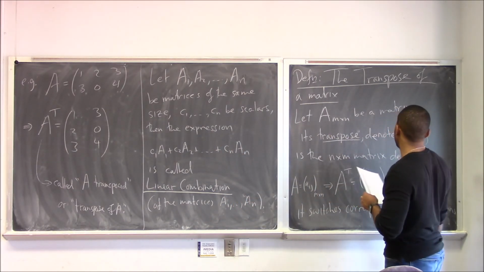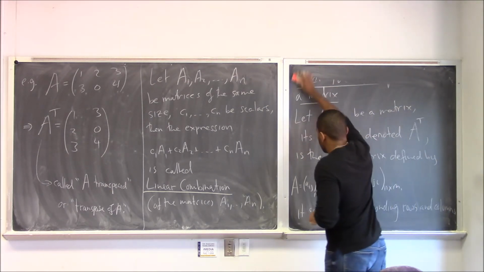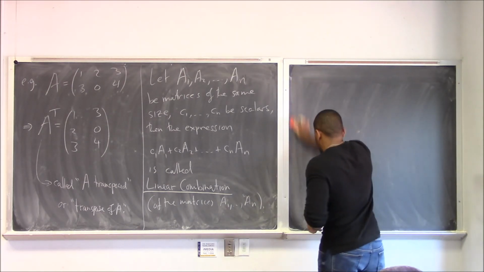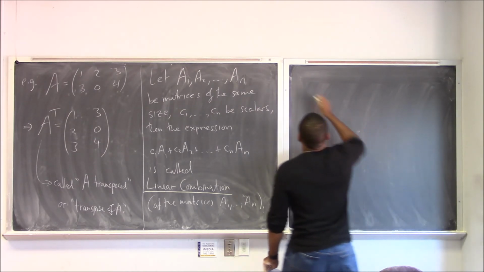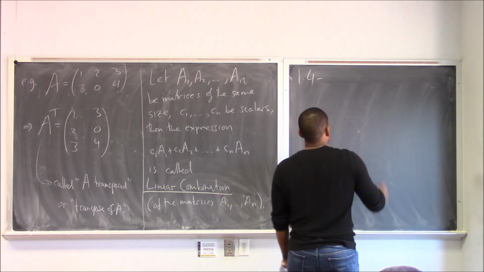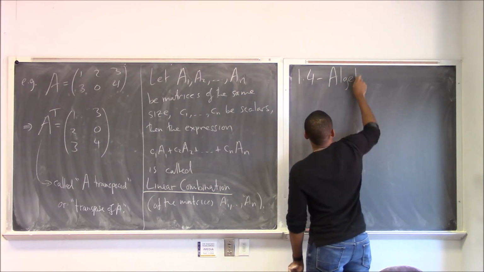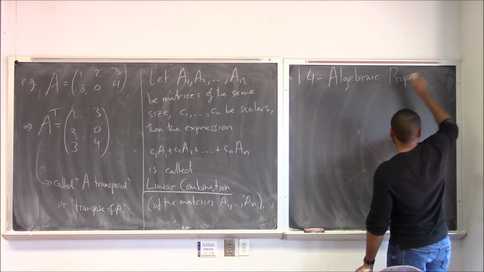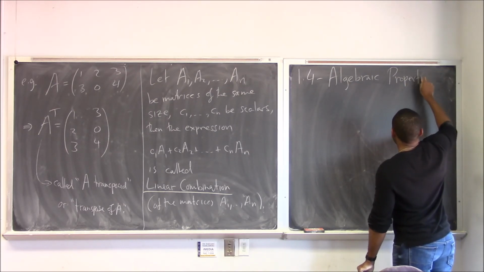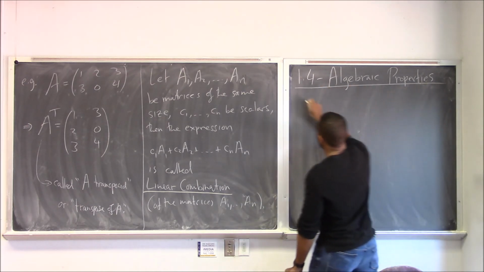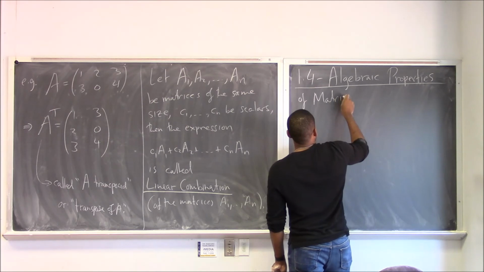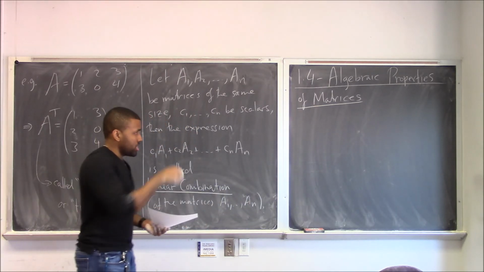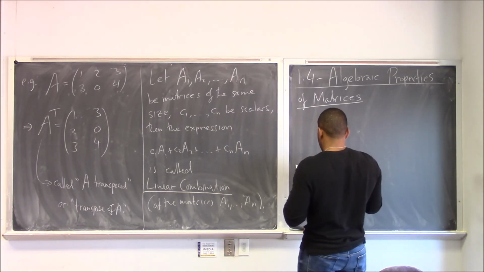Next, I want to tell you about some properties. This is actually section 1.4. I'm just going to mention some algebraic properties of matrices. We'll go back to 1.2 and 1.3, but I think we might as well introduce these now. It's not going to be a major focus, but I just want you to know what operations are allowed when we're talking about matrices. I'll just list them off in no particular order.